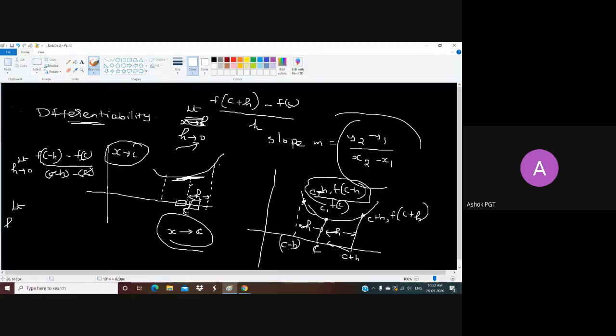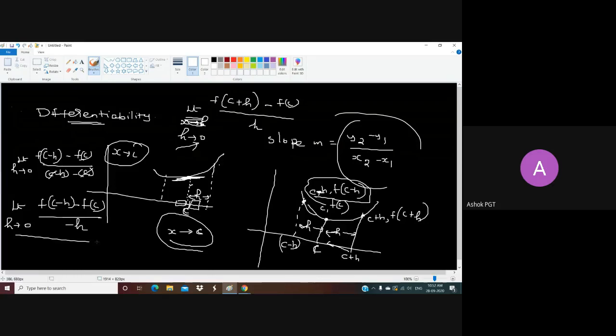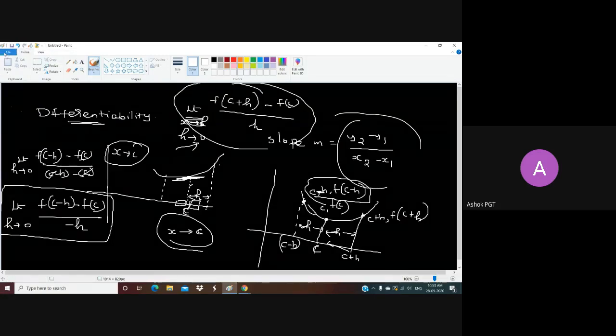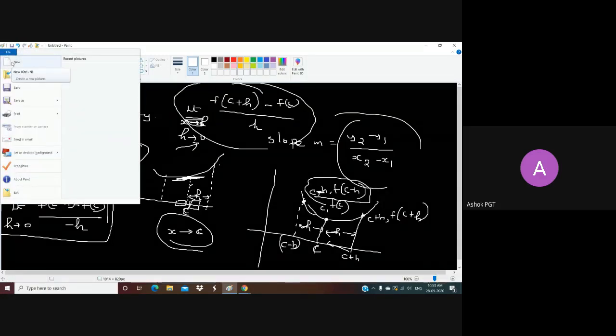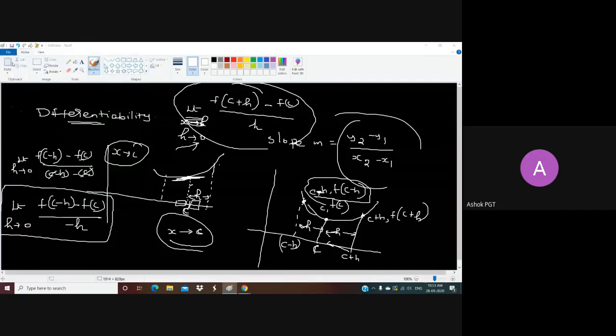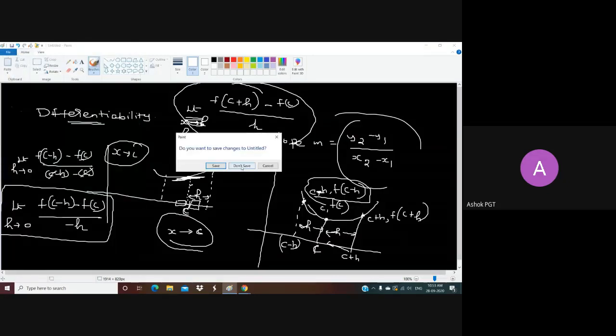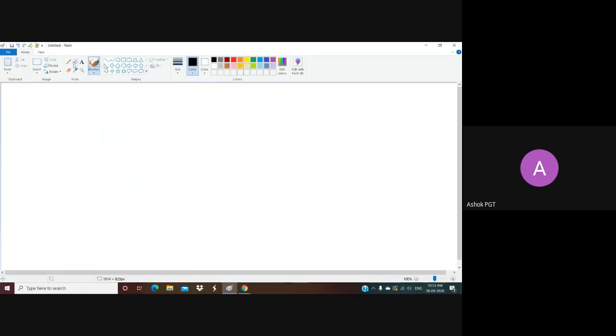Finally we get the formula: limit h tends to 0, f of C minus h minus f of C, whole divided by minus h. This is the left-hand derivative formula, and the earlier one is our right-hand derivative formula. This is what we saw in the previous class. I hope you can recollect it now. We will move on to the next page and discuss some more introductory concepts based on differentiability.